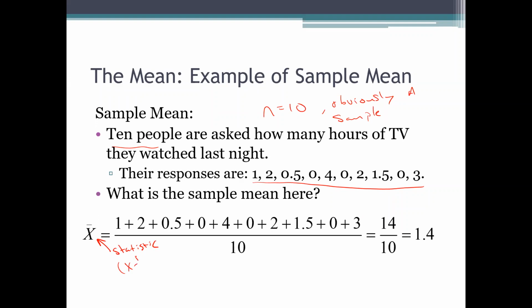It gets this X bar notation. How you take an average: just sum up all the values. There were 10 people, so all these sum up to 14. 14 divided by 10, you'd say the sample mean was 1.4 hours of TV last night. The only hard part here is the notation. That's it.